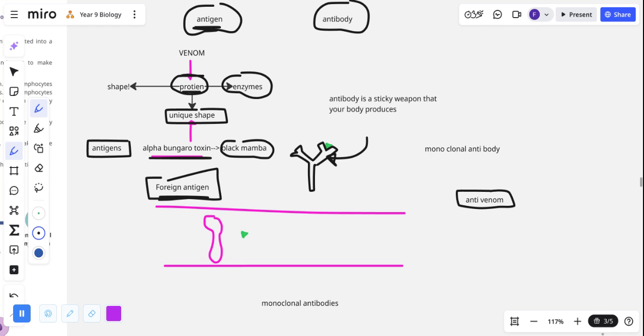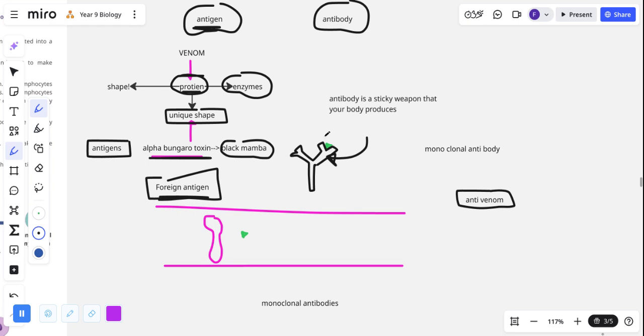Because every snake, every scorpion produces its own venom. So what you do is you go, oh, it bit me. Do a selfie with a snake. Go to the hospital and say, this snake bit me. And they will go to the fridge, take out a little bottle, and inject you with antivenom. Antivenom is nothing more than these sticky little antibodies whose shape fits that specific venom.